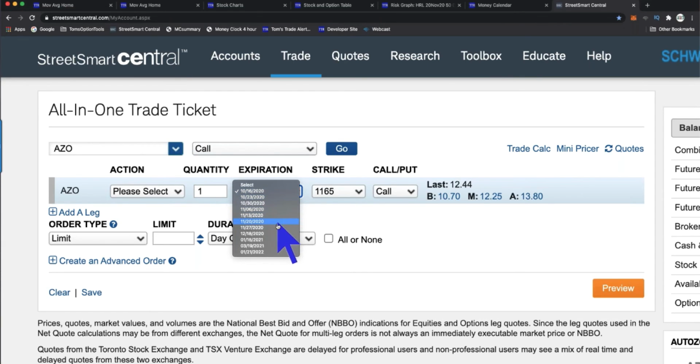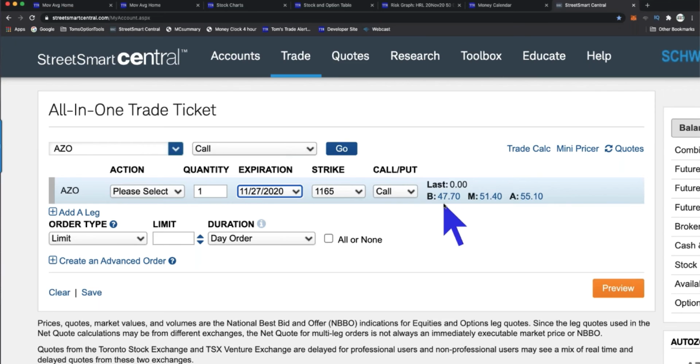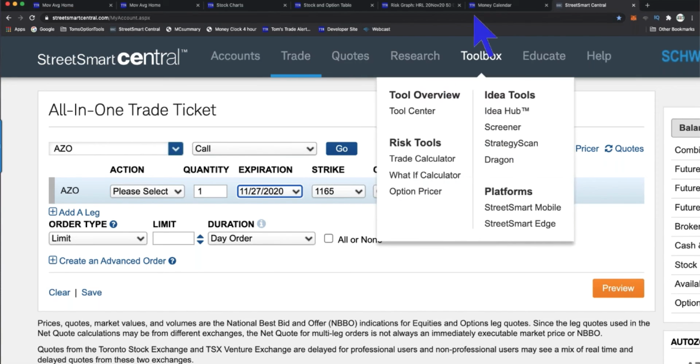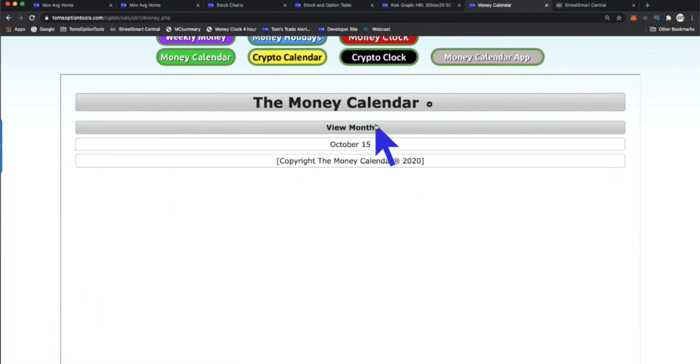November 20th, 27th is where you're going to have to go. The 1165 call, $47.70, $51.40 in the middle. We're talking about $5,140. That's $5,140. I think Jay will save this one for next week because that's a little bit pricey. So back to the calendar. Spread category. Yep. Back to the calendar.